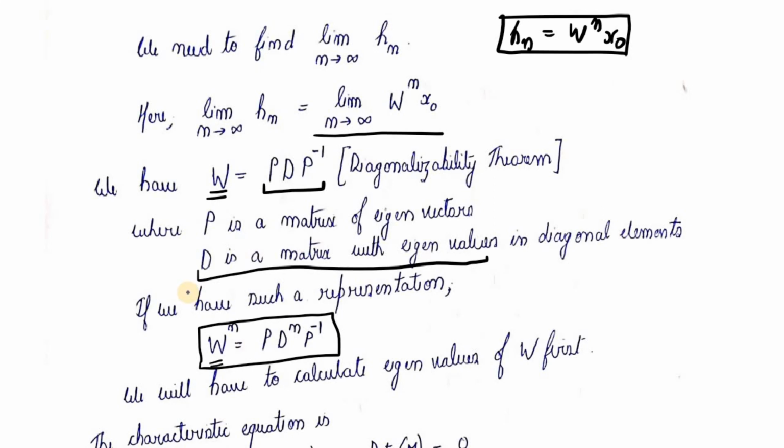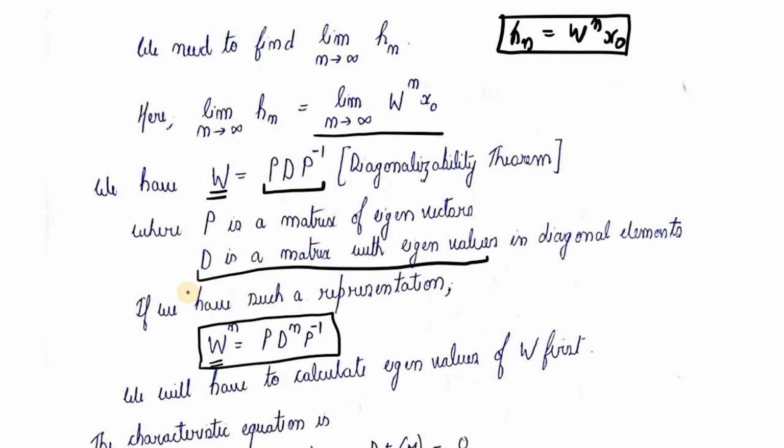So instead of taking W and multiplying it n times, we can just reduce it into a diagonalizable form and then take the power of it. We just need to calculate D raised to n, which involves much less computation than multiplying the matrix over and over again.